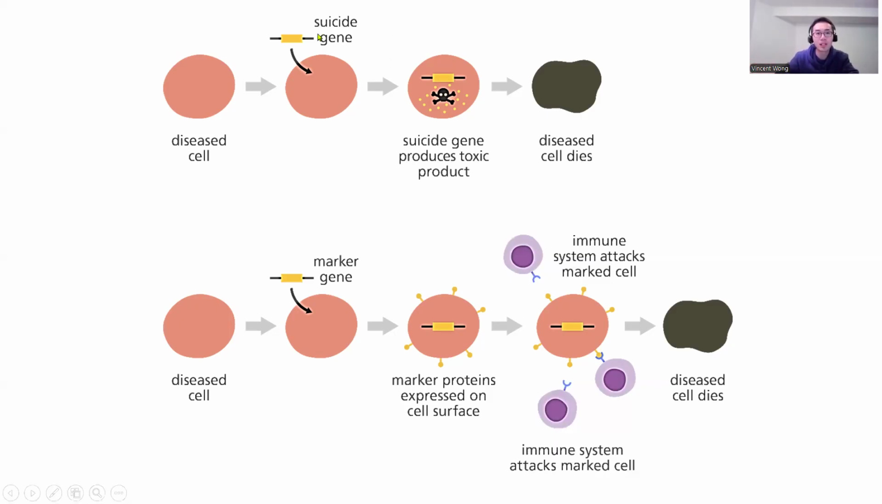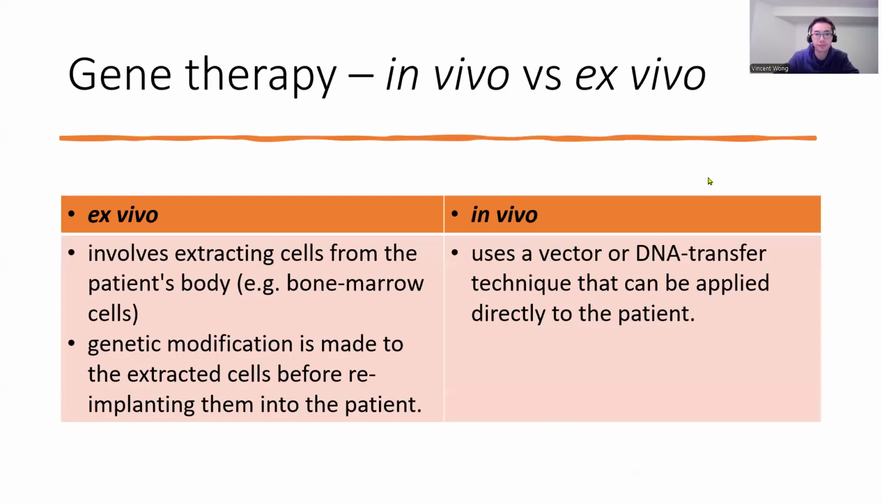Whereas a suicide gene, it's not about the immune system. It's just delivering the suicide gene into the target cell, and then the target cell will basically kill itself because of the products from the suicide gene. So by killing off these diseased cells, you improve the chance of survival. You alter the clinical course of the condition.